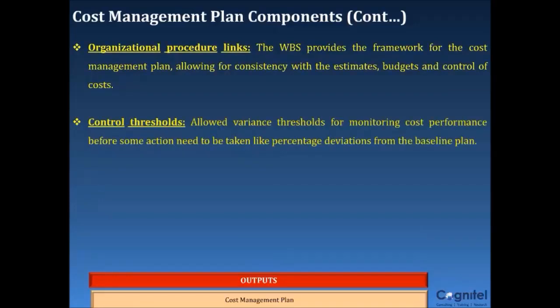Control thresholds allow variance thresholds for monitoring cost performance to indicate an agreed-upon variation to be allowed before some action needs to be taken. Thresholds are typically expressed as percentage deviations from the baseline plan.